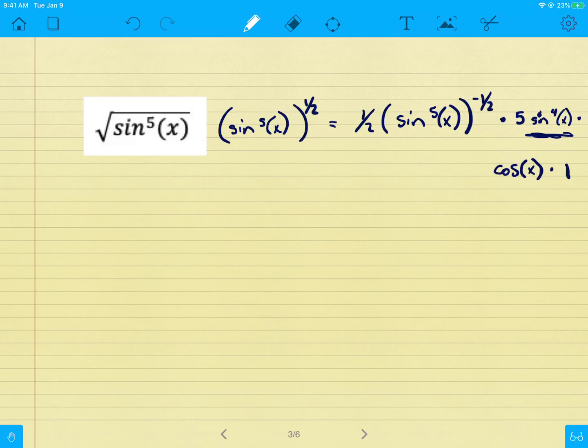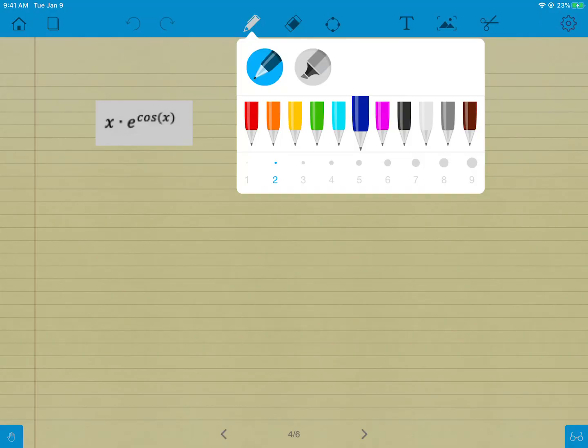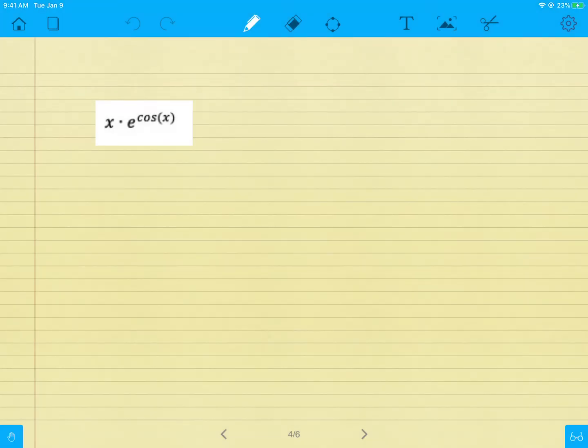All right, let's jump right into the next one, the third problem here. I'm going to switch up the color one more time. All right, so this is a product rule. I want to refresh your memory on how to do product rule. The product rule is where it's the derivative of the front times the second plus the derivative of the second.